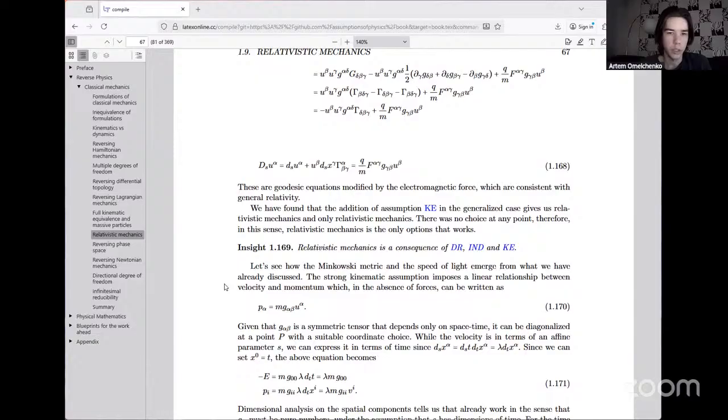So in summary, relativistic mechanics is a consequence of determinism and reversibility, of independence of degrees of freedom, and of kinematic equivalence.